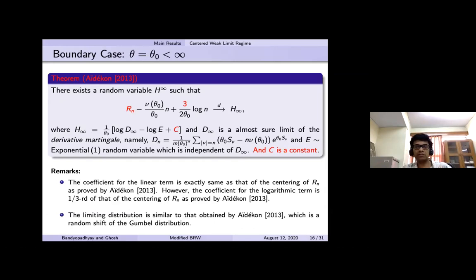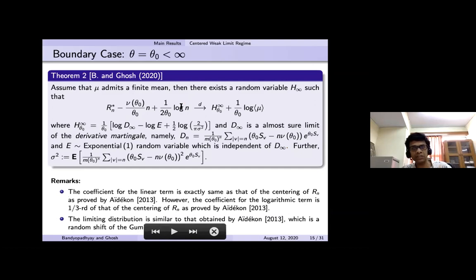The only difference is that Aidekon proved it for the classical case of Rn. We are going to do it for Rn star. The linear term remains the same. The logarithmic term gets a factor of 3. Ours is 1/3 less, okay? And the constant term is missing in our case, because of course it comes from the new innovations.